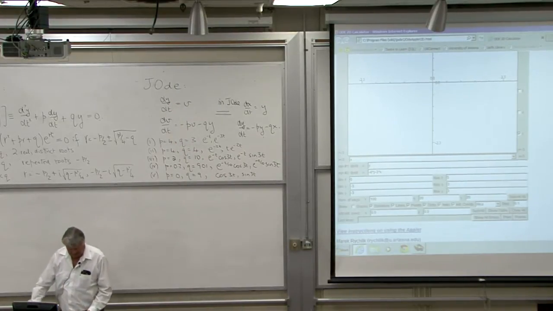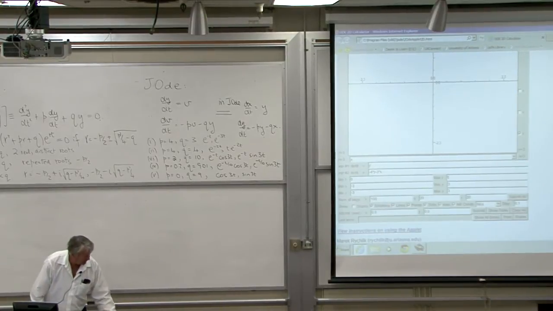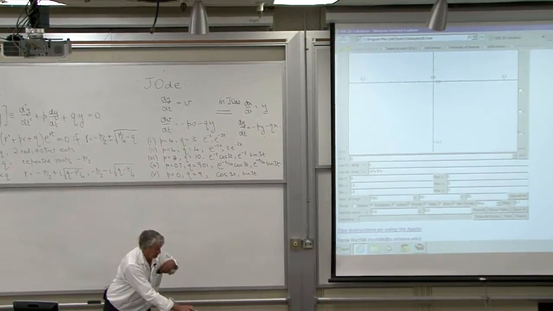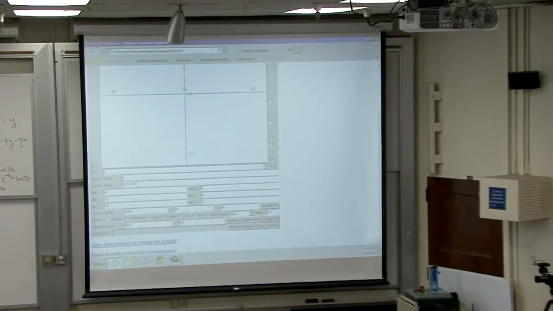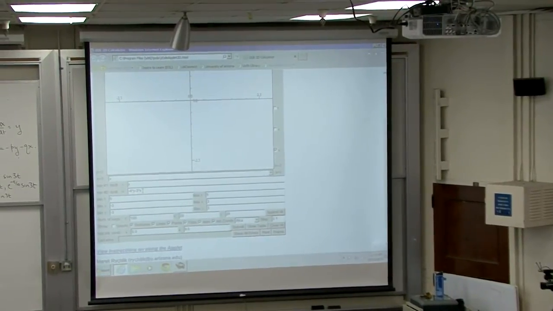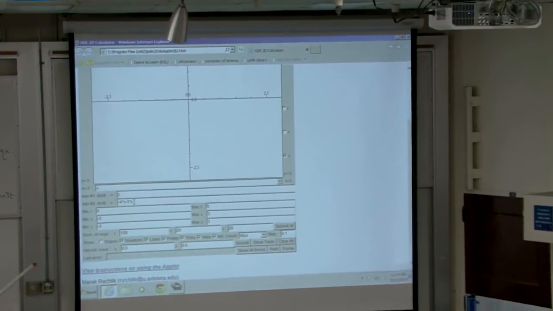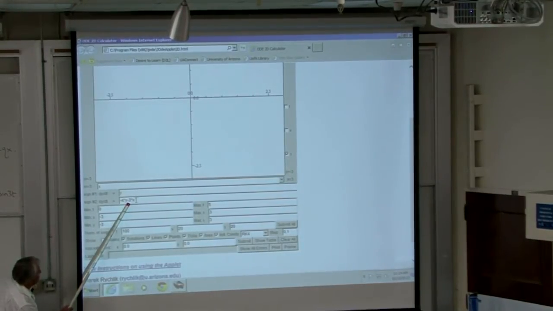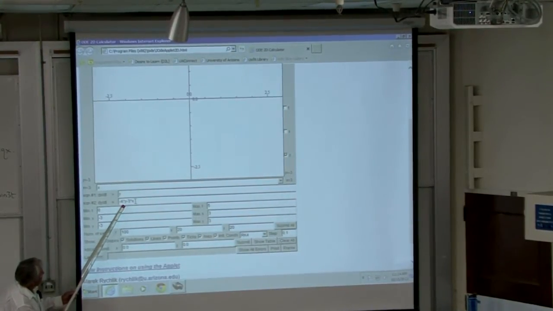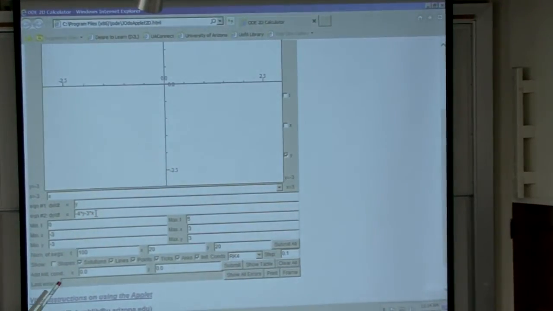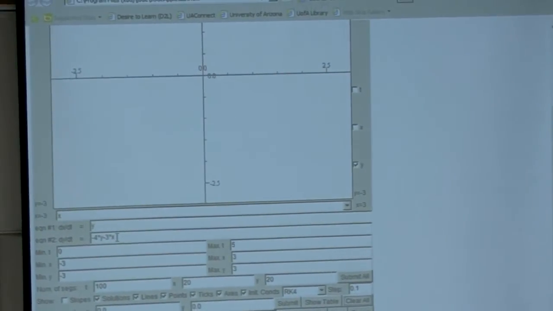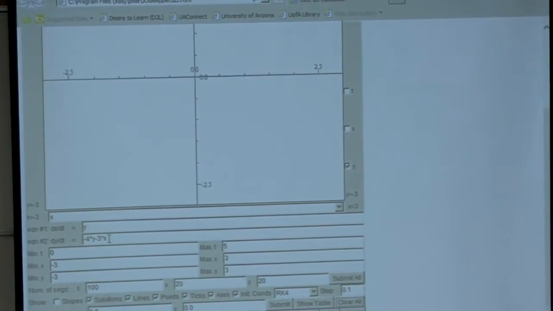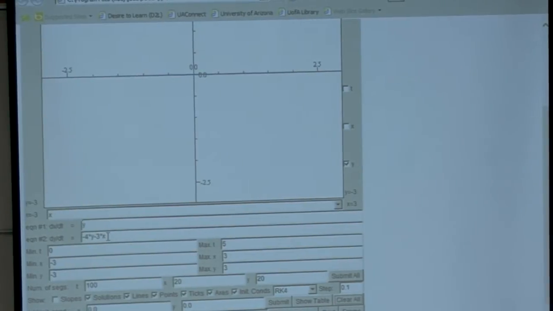Right. Well, the first example, the first case is dx by dt is y, and dy by dt is minus 4y minus 3x. Okay? So it's minus 4y minus 3x. Notice, to multiply, I put the asterisk in. Now, I'm going to set the time range. I want to start at t equals 0, because I'm going to give initial conditions at t equals 0.